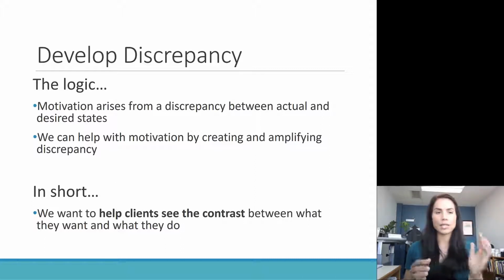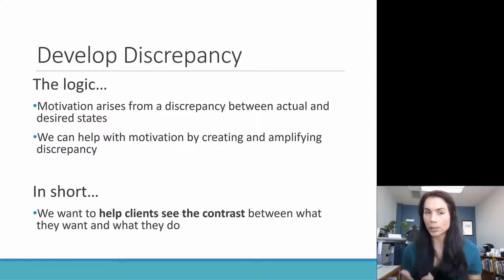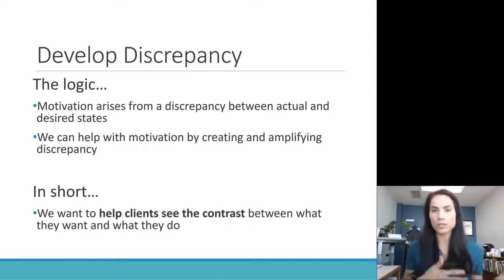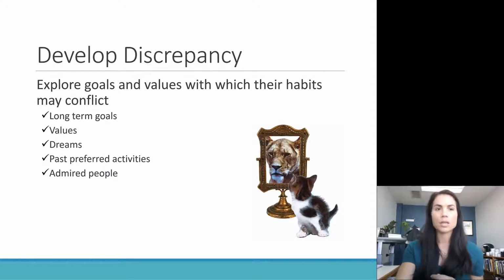So essentially what we're saying is we want to help our clients see that gap, see the contrast between where they are currently and where they want to be, or what they are currently doing and what they would want to do, okay? So our job is to help our client develop and understand that discrepancy. So we could do this by exploring goals and values that align with their habits. Most of us will do some sort of goal setting with our clients, so that's incredibly important.